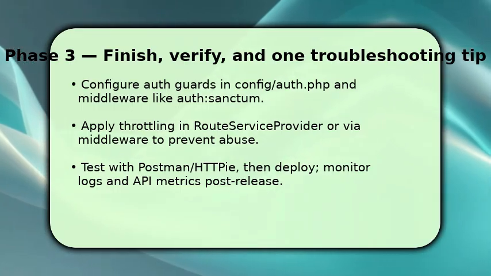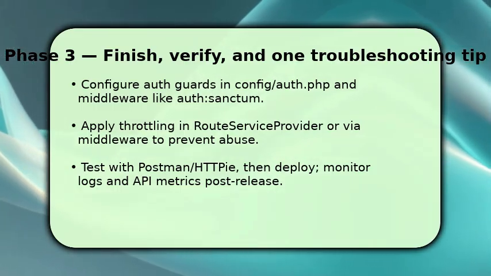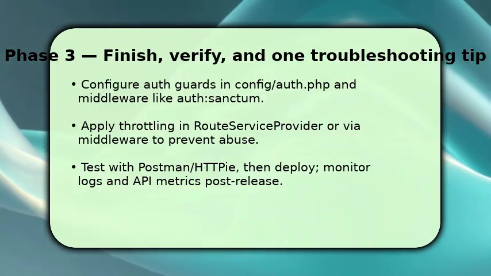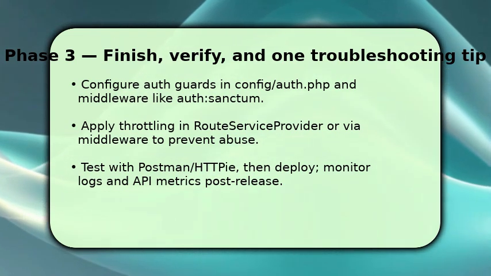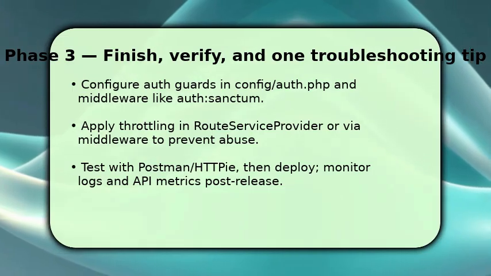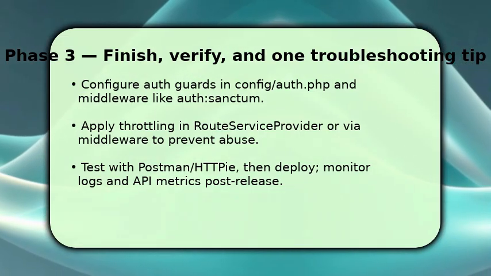for performance. If something goes wrong, check logs. Run php artisan route:list and php artisan config:cache to spot misconfigurations. Often a wrong middleware or cached config causes 400.